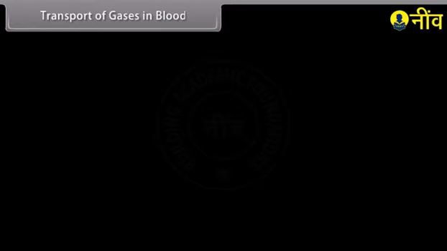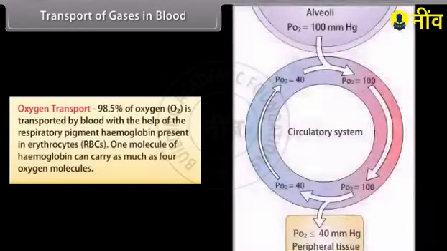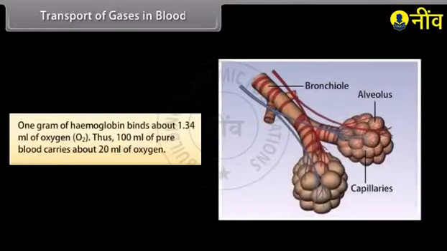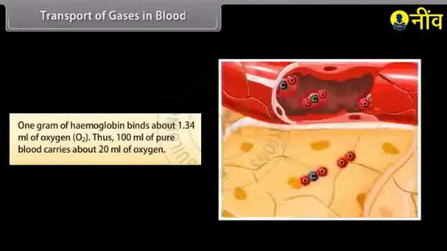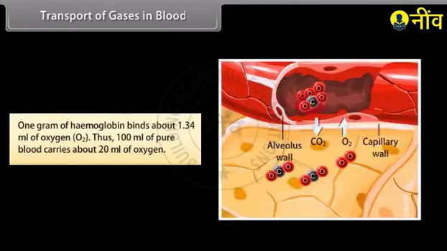Transport of gases in blood. Oxygen transport. 98.5% of oxygen is transported by blood with the help of the respiratory pigment hemoglobin present in erythrocytes, RBCs. 1 molecule of hemoglobin can carry as much as 4 oxygen molecules. 1 gram of hemoglobin binds about 1.34 ml of oxygen. Thus, 100 ml of pure blood carries about 20 ml of oxygen.